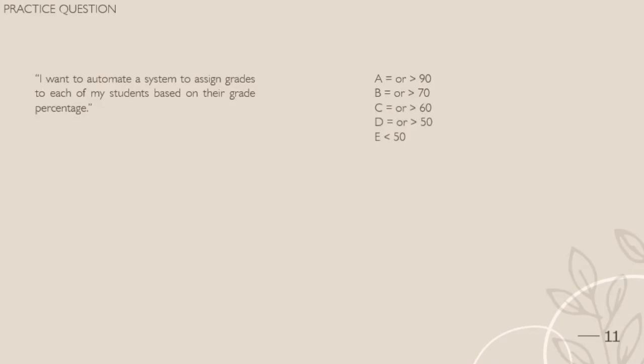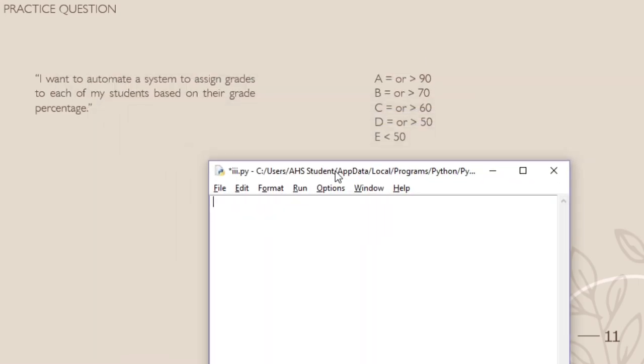Nice. This first part with a practice question. So I want to automate a system to assign grades to each of my students based upon their grade percentage. And here we have a little table of what our requirements are. So A equal to or greater than 90, B equal to or greater than 70, and so on. So we don't need to worry about percentage sign when doing this. I will do the first one with you.